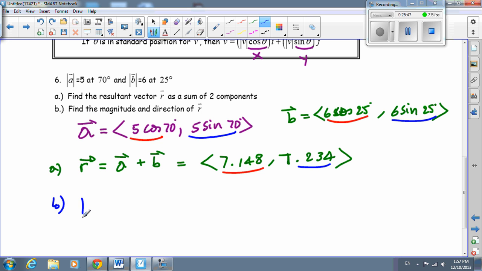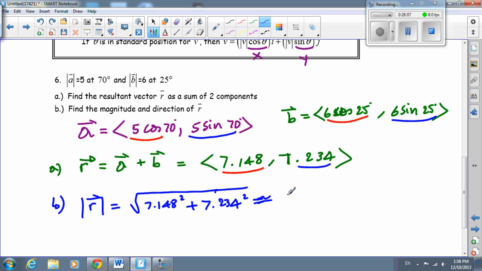Now let's go ahead and do the magnitude. To find the magnitude of R, it will actually be simple. It's equal to the square root of 7.148 squared plus 7.234 squared. And that will give you approximately, of course, 10.170.